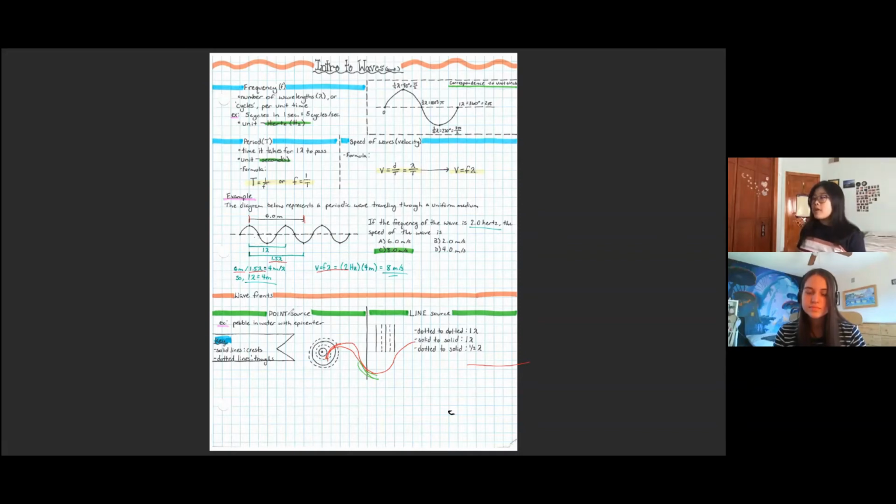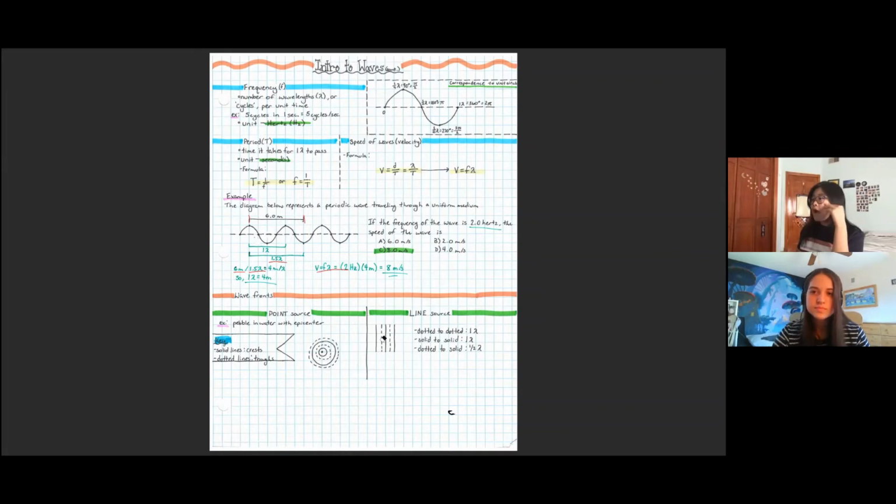The last part would be wavefronts. There are two different types it could be shown in: point source and line source. Point source, if you can visualize it, would be like throwing a pebble into the water. Wherever the pebble hits the water would be the epicenter, and it would have a rippling effect. Here, the solid lines represent crests, and the dotted lines represent troughs.